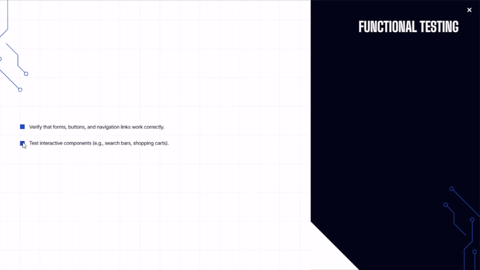Now, when it comes to functional testing, you should also test interactive components on your website. This includes search bars. If you have a search bar on your website for people to search for information quickly, you should also test the interactive component and try to manually search for items to see if it works. If it works, then great, you're good to go. And if it doesn't, then you know there is still work to do.